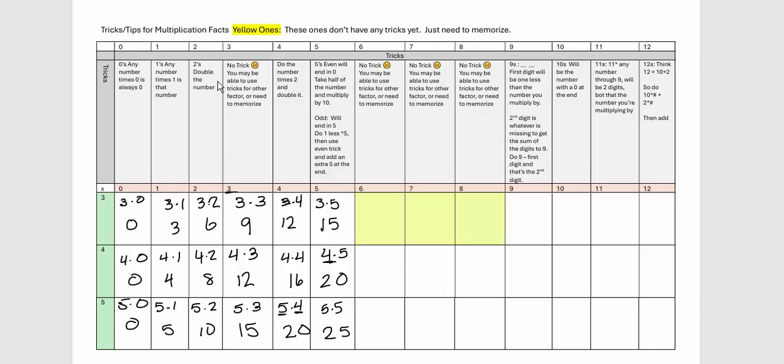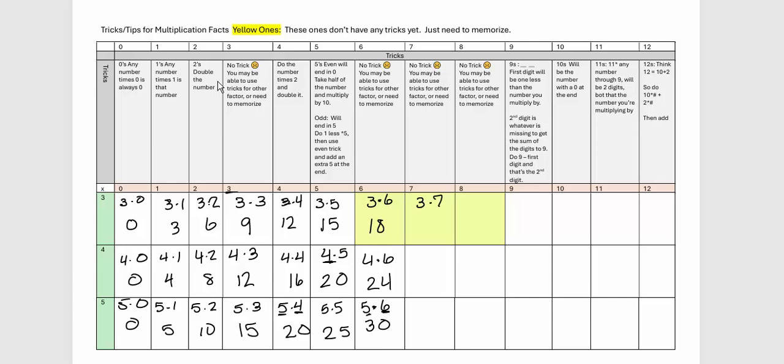All right, now 3 times 6, this is one of those ones that we just have to memorize. 3 times 6 is 18. 4 times 6. 2 times 6 is 12, double it is 24. 5 times 6. 5 times an even, half of 6 is 3, so it's 30.